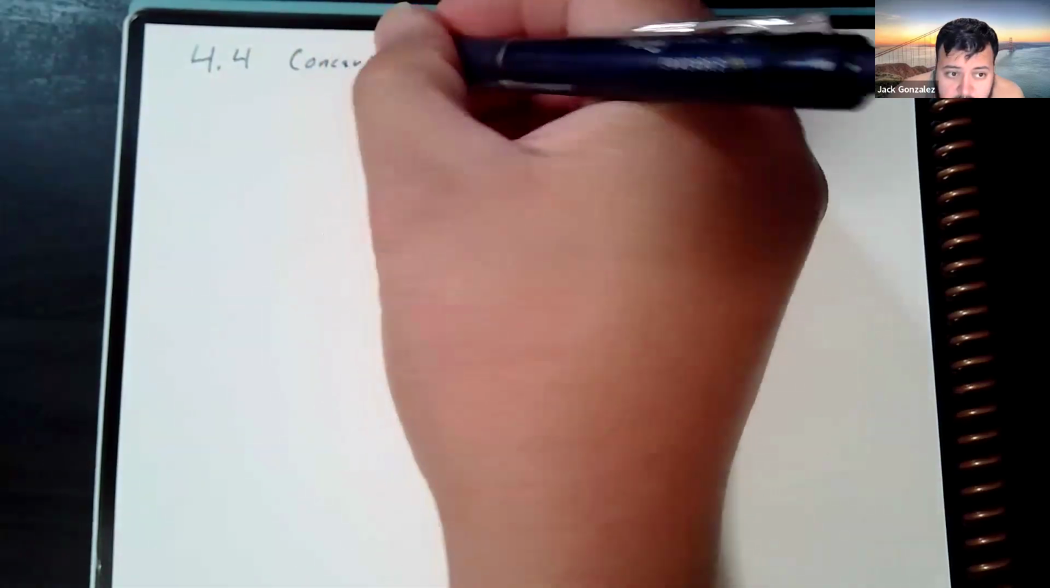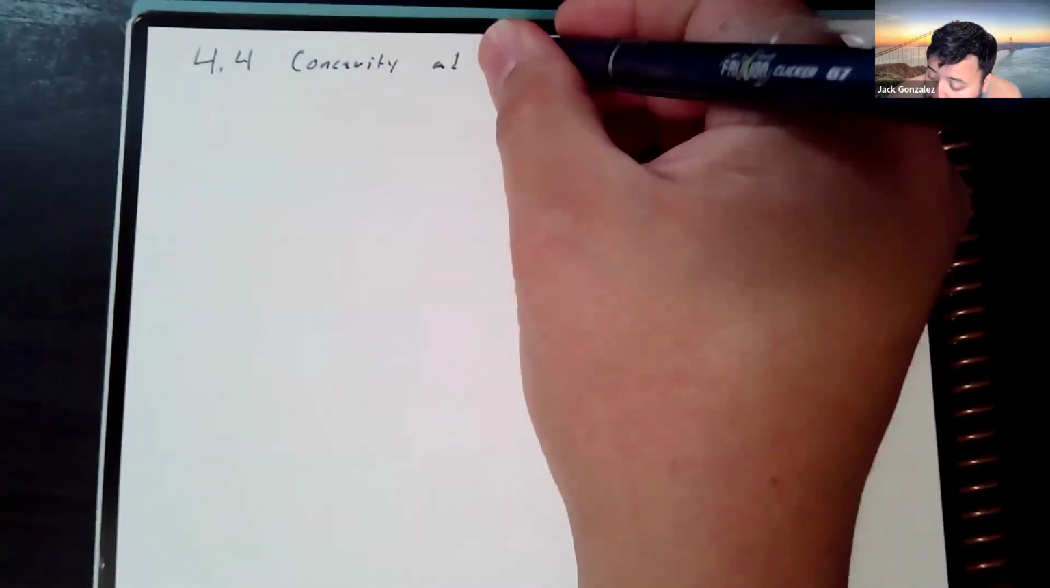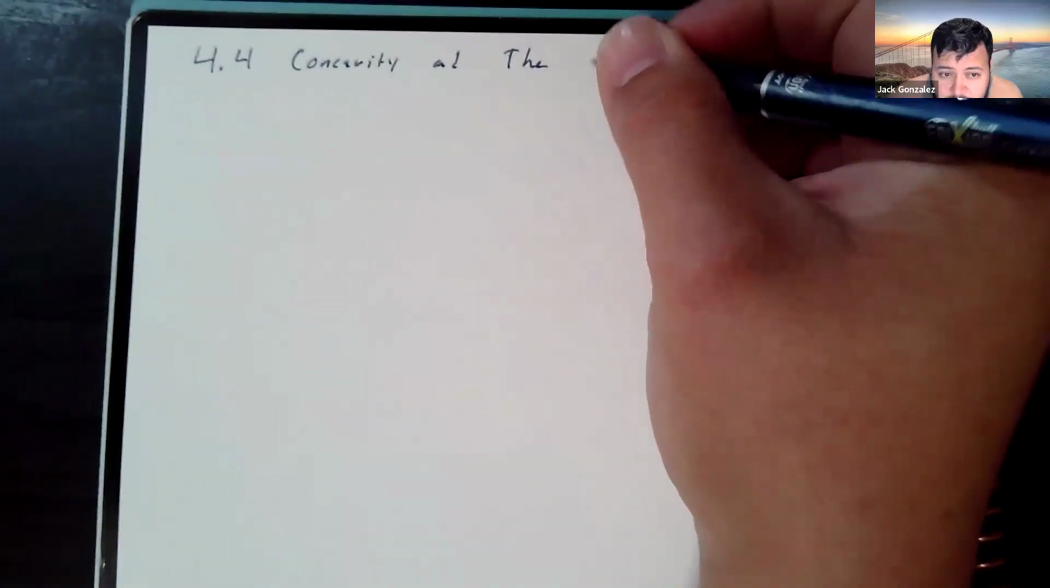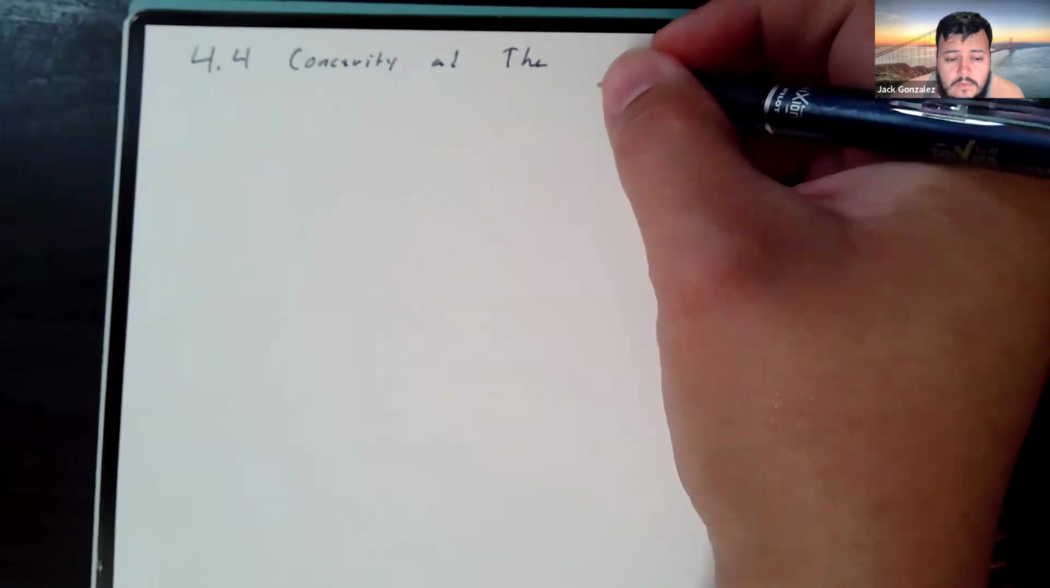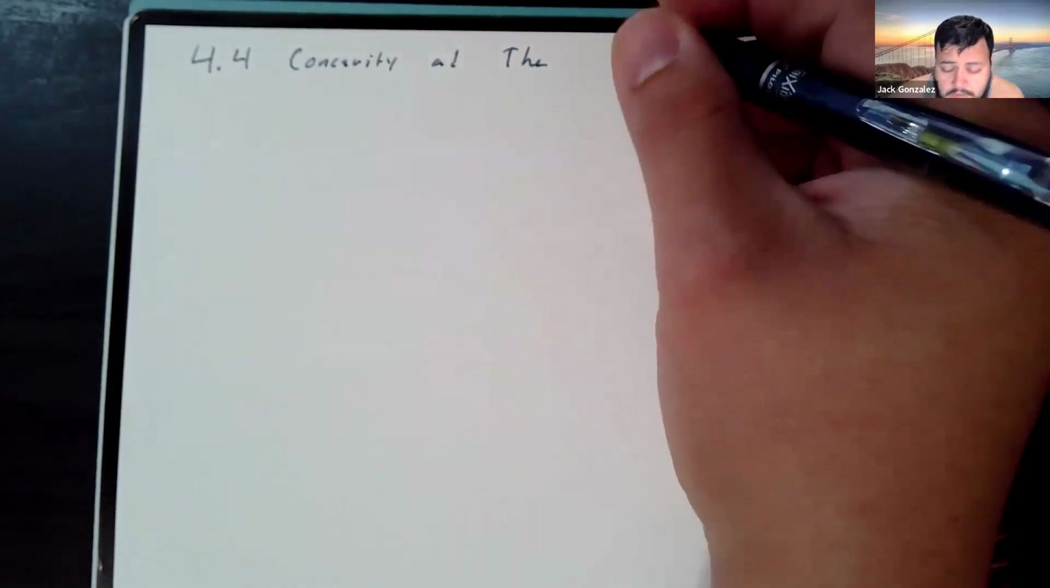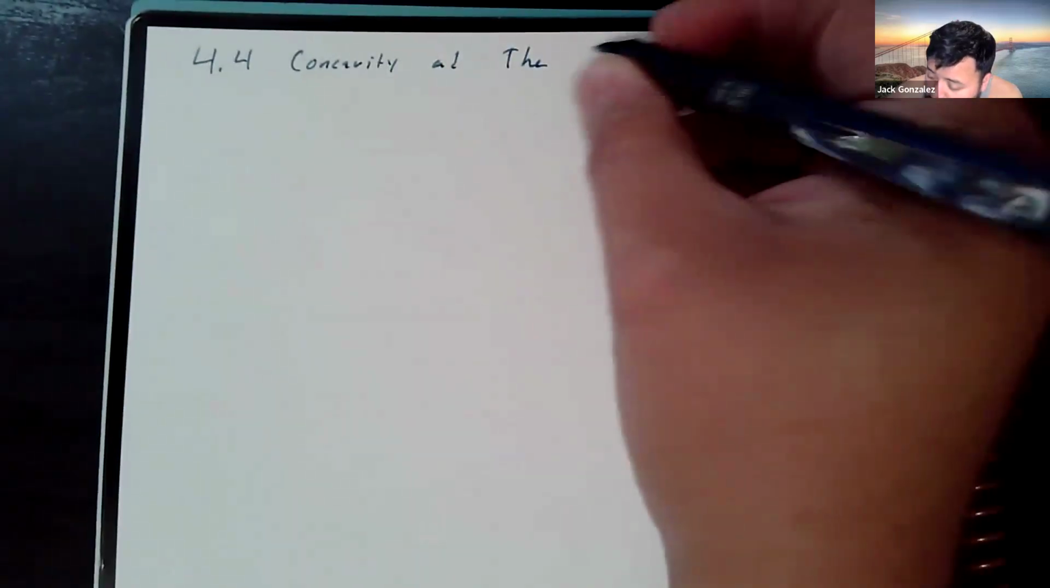We're talking about concavity and the second derivative test. So we can use the second derivative to find out more about maximums and minimums, but also where a function is concave up or down, or concave and convex, depending on the book you're reading.